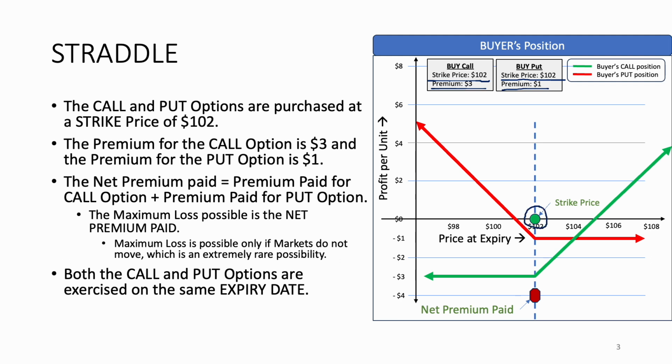The strike price at which the call option is purchased and the strike price at which this put option is purchased. So this is the premium what we pay for the call option and this is the premium what we pay for the put option. So you see that we are paying two premiums. So the net premium will be the sum of these two premiums. That is, in this case, the net premium will be $3 plus $1, which is $4.